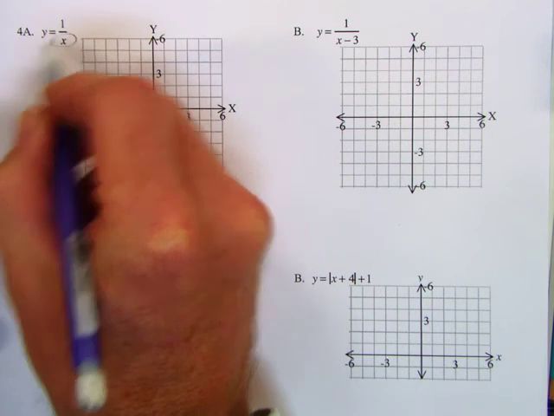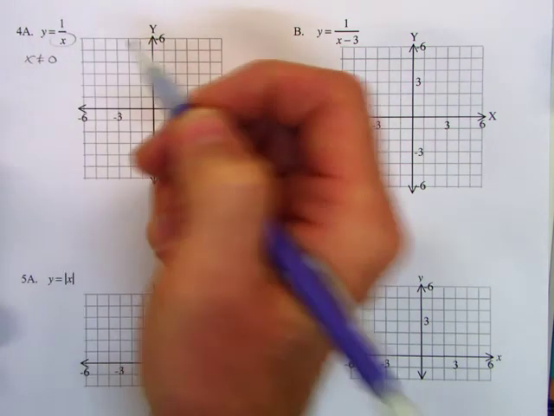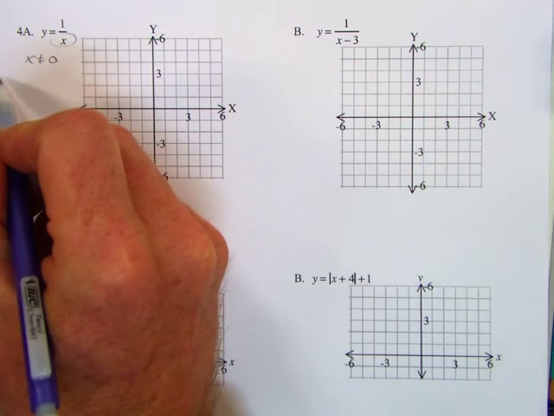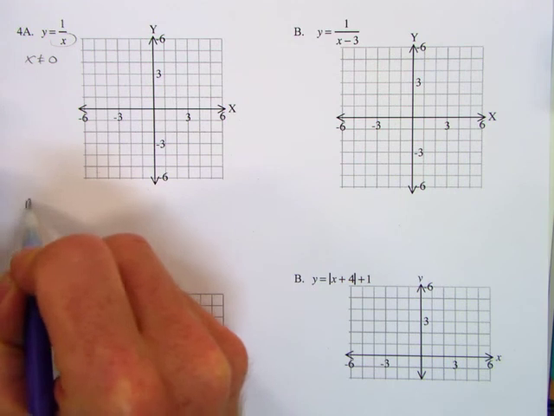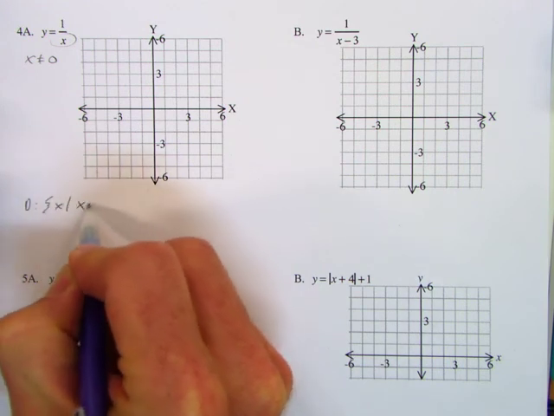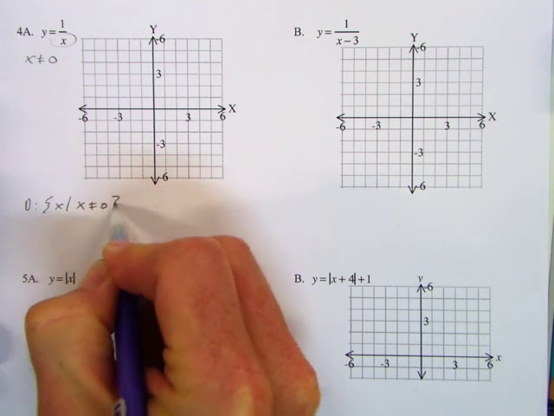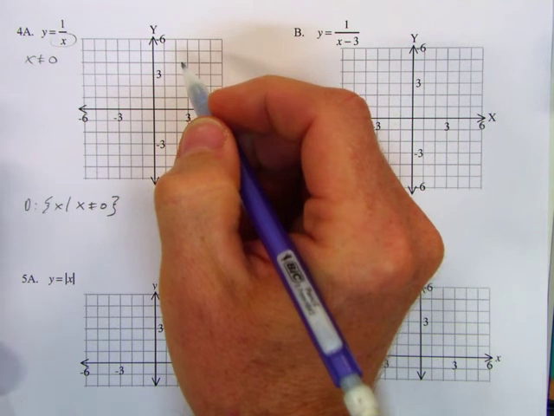So we take everything in the bottom and we say that cannot equal 0. That is our domain. We can say, as far as writing our domain, domain is all the values of x such that x cannot equal 0. Now, for the range, that's going to be a little bit harder.